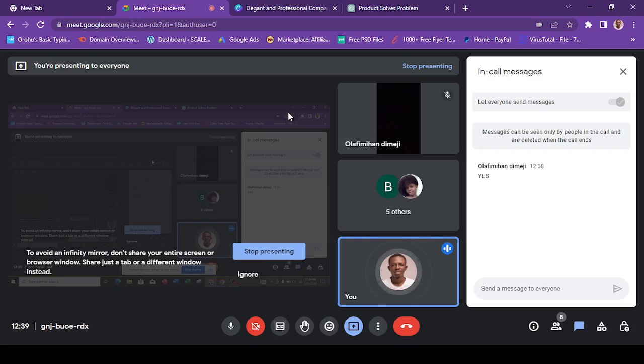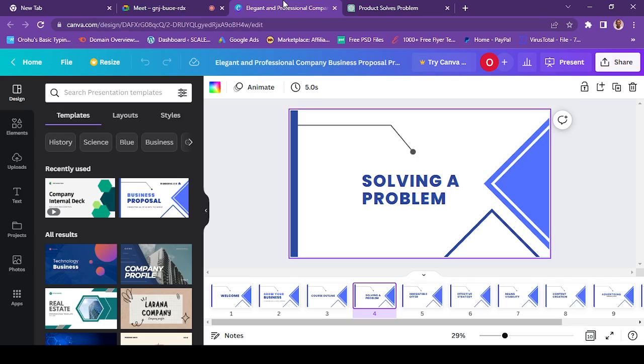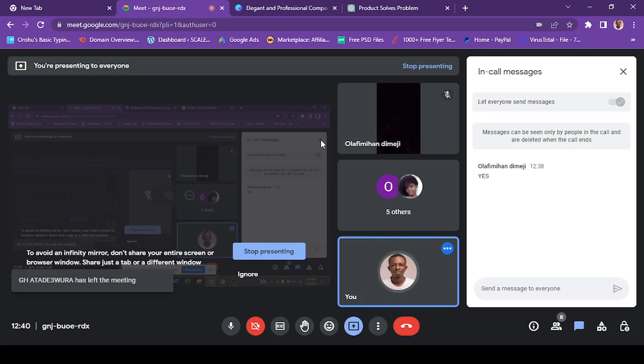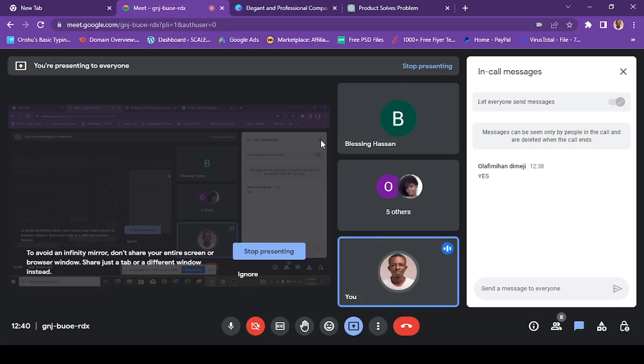I actually made mention of that. I use the word solving a problem because I want you to get the concept of what we are about to discuss. What we want to discuss is how you can get to solve people's problems. That's what it entails. Then, like I said, the primary name is just product or a service. So it is either you are rendering a service or you are selling a product.